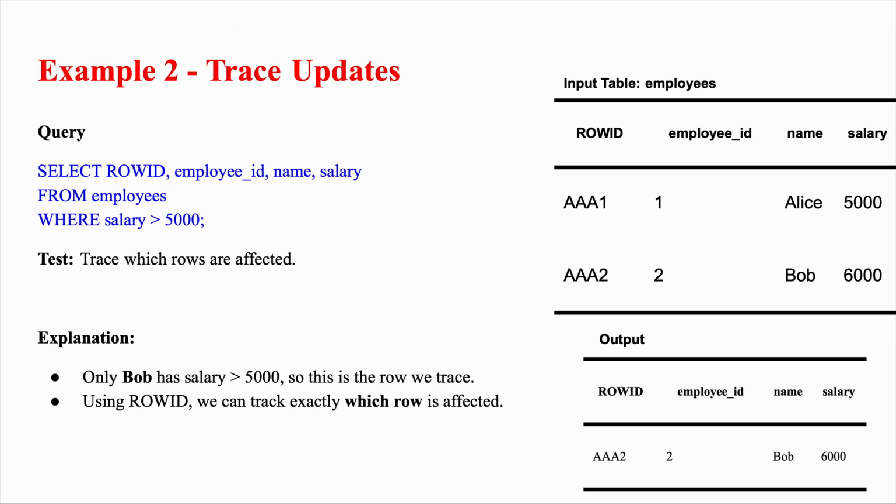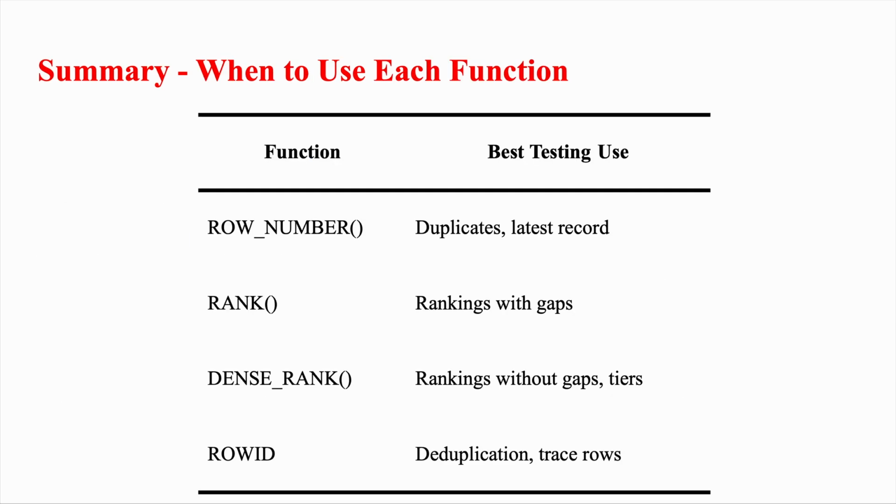We can also use row ID to trace updates. For example, if we query employees with salary over 5,000, we can see their row ID and verify exactly which physical rows were returned. Very useful for testing before and after updates.